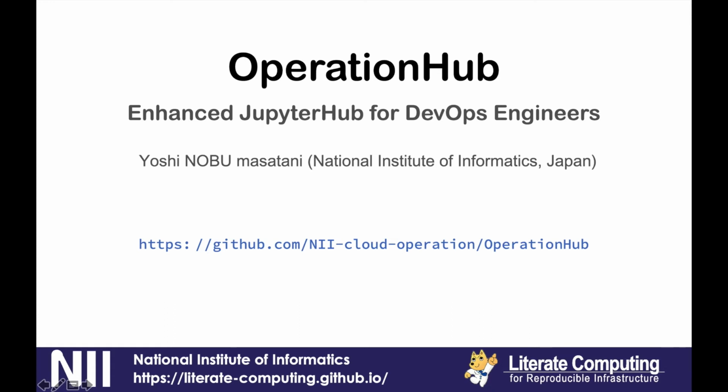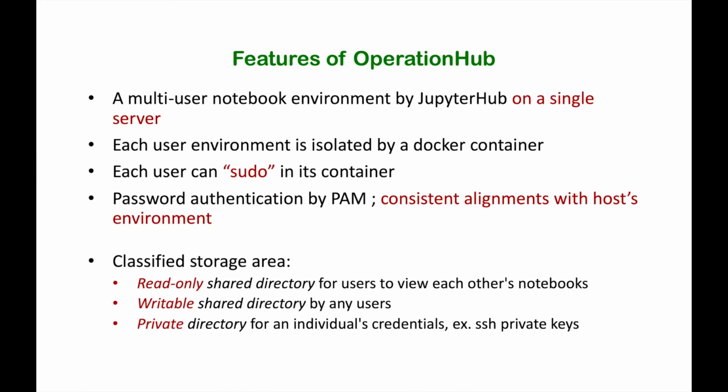Operation Hub is a tailored JupyterHub for DevOps engineers. Instead of SSHD on the management server, we set up Operation Hub. It provides notebook containers for individual operators, for traceability and notebook sharing. These are features of Operation Hub compared to standard JupyterHub.